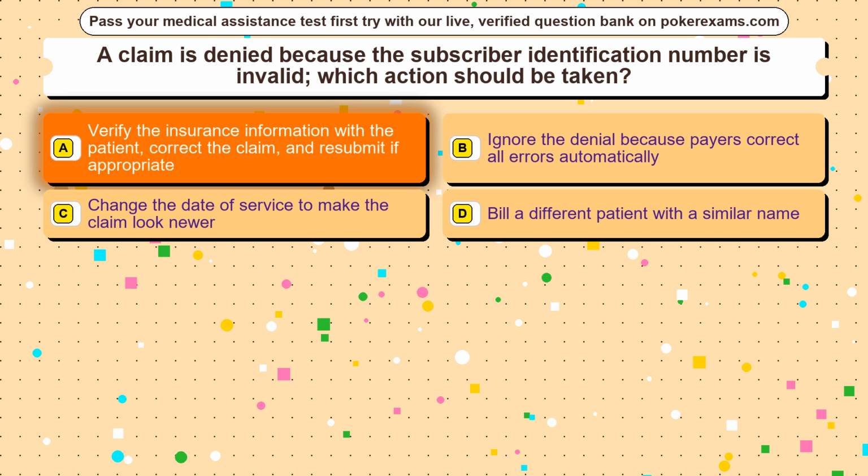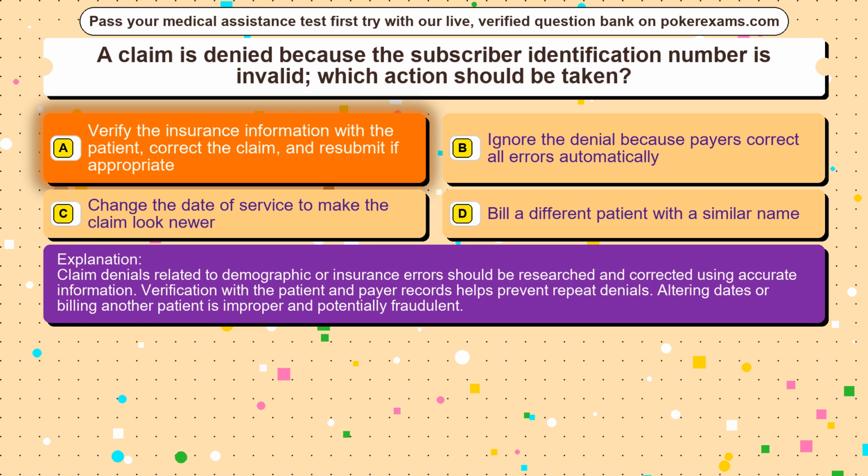The correct answer is option A, verify the insurance information with the patient, correct the claim, and resubmit if appropriate. Claim denials related to demographic or insurance errors should be researched and corrected using accurate information. Verification with the patient and payer records helps prevent repeat denials. Altering dates or billing another patient is improper and potentially fraudulent.